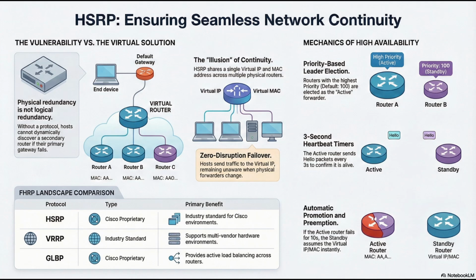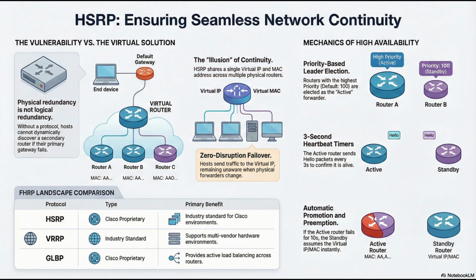But then, and here's the twist, router A reboots. It comes back online. It's healthy again. It still has priority 150. Does it walk back in and say, I'm in charge? This is a crucial nuance that catches a lot of junior engineers off guard. By default, no. Really? Even though it has a higher priority? Even though it's the better router, yeah.